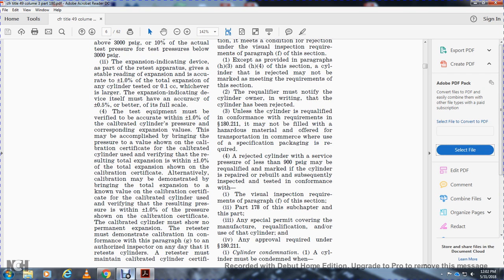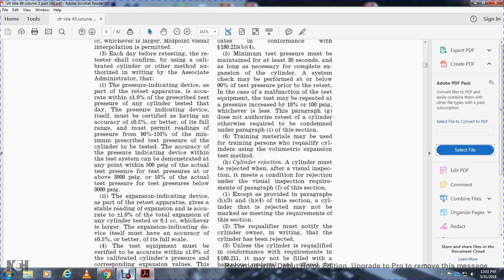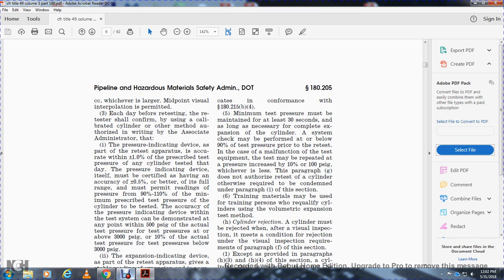The calibrated cylinder must show no permanent expansion. The retester must determine the calibration and conformance of paragraph G, or any other authorized inspector, any day of the retest of a cylinder. Retest records must be maintained, including the calibrated cylinder certificate, in conformance with 178.35(b)(4). The minimum test pressure must be maintained for at least 30 seconds, or as long as necessary to complete the expansion of the cylinder system. A check may be performed at below 90% of the test pressure prior to the retest.